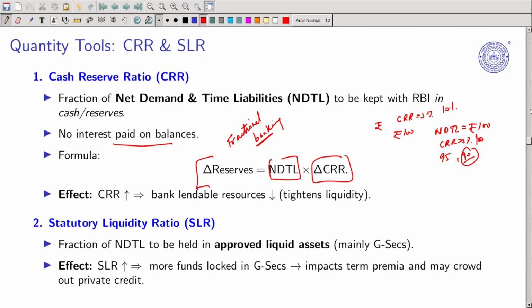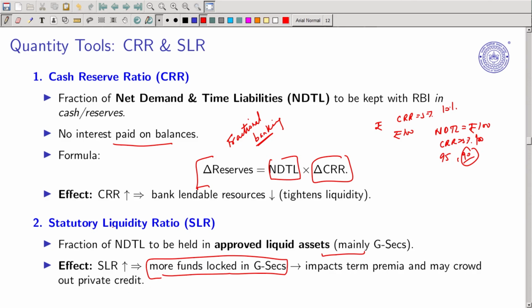Then the second instrument is the statutory liquidity ratio, which is the fraction of NDTL to be held in approved liquid assets. Mainly G-Secs we have here, and the effect is that as the SLR goes up, more funds are locked in G-Secs or any valuable asset. One of the important reasons why banks are allowed to invest in government securities is that it automatically becomes part of their SLR requirement, and this helps the banks in later periods to deal with any kind of liquidity shortage.